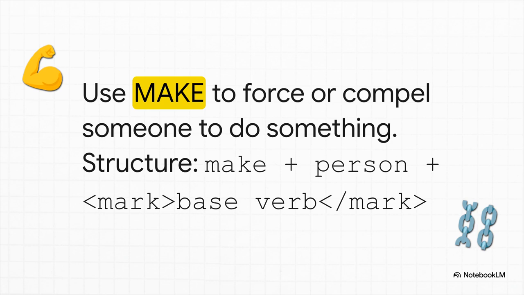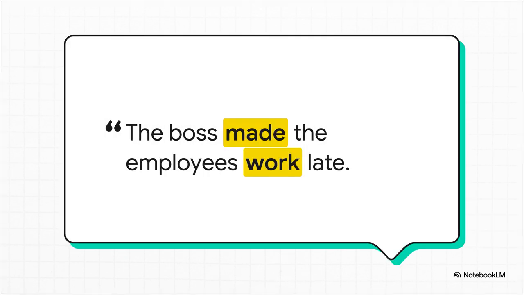And check out how simple the structure is. It's just make, then the person, and then the basic form of the verb. No to or anything extra. You can really feel the meaning here, can't you? The employees, they probably didn't want to work late, but the boss used his authority to compel them. The boss caused the action to happen. It's super clear and direct.